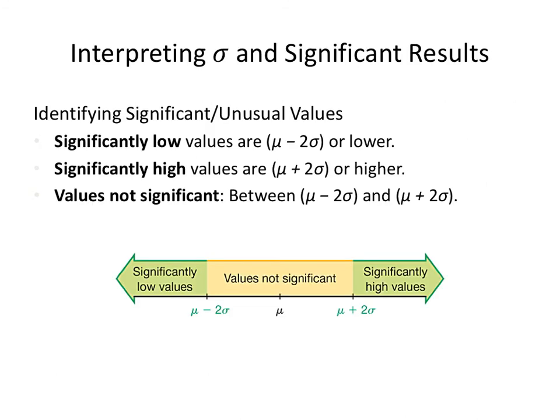We will be looking at significant values again when we are looking at probabilities. So remember that significantly low is less than 2 standard deviations below the mean. Significantly high is more than 2 standard deviations above the mean. And anything falling within 2 standard deviations is not significant.